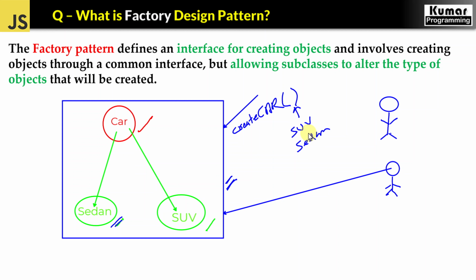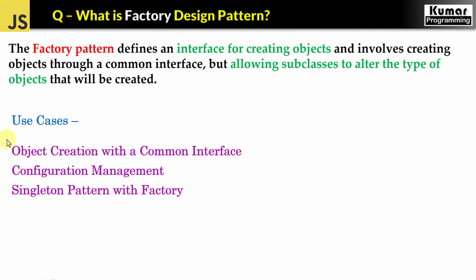Now let's see the use cases of the factory design pattern. The factory design pattern is used for object creation with a common interface, right? It is also used for configuration management, and we use the factory design pattern to implement the singleton pattern with a factory. Suppose that we have several classes in an application which need to create a single instance. For all those classes, we will create a factory to implement a singleton pattern. Now let's see the code snippet.